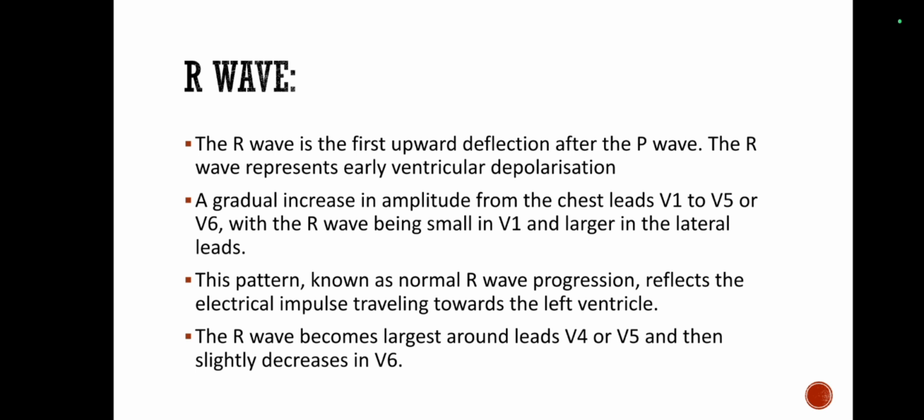There is a gradual increase in amplitude across the chest leads, from V1 to V5 or V6, with the R wave being small in V1 and getting progressively larger in the later leads. This pattern is called normal R wave progression. It reflects the electrical impulse traveling towards the left ventricle. So the R wave becomes largest around the later leads, which are V4, V5 or V6 too.